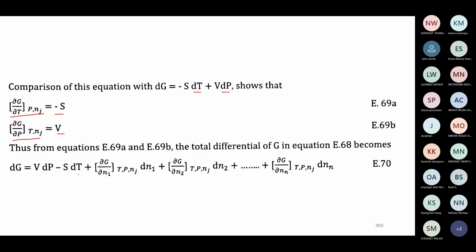So now when we replace them, this expression becomes dg equals vdp minus sdt, plus the change in g with respect to component 1, keeping all the other variables constant, dn1, plus the partial of g with respect to n2 with t, p, and nj constant, all the way up to the change in g with respect to the composition of component n, keeping t, p, and all other nj constant. Okay.